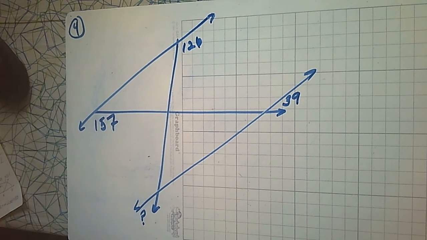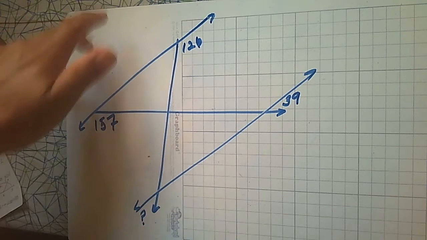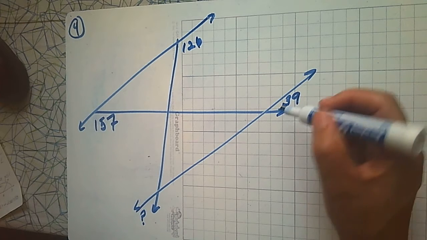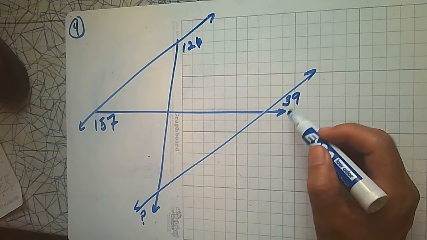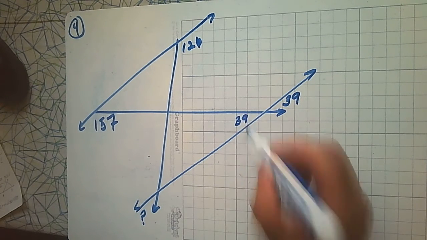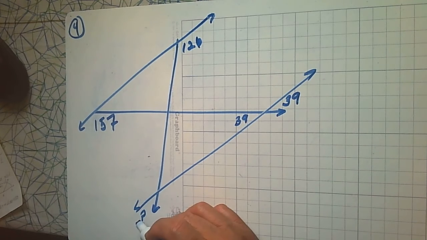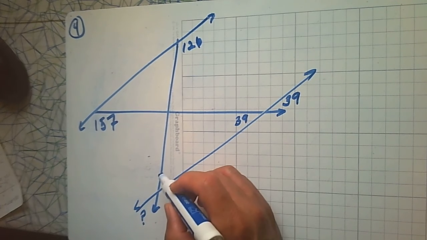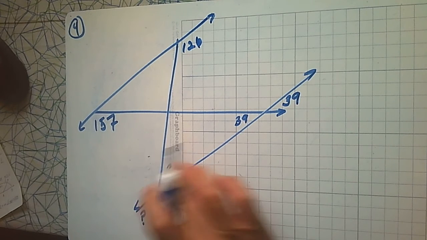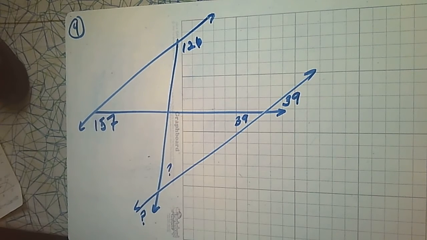To solve it, I start from the other angles they gave me. If this is 39, these are vertical angles, so this would be 39. If this is question mark, these are vertical angles, so this would be question mark. Now, all I need to do to be able to solve for question mark is find this angle. So the way I'm going to do it is this way.